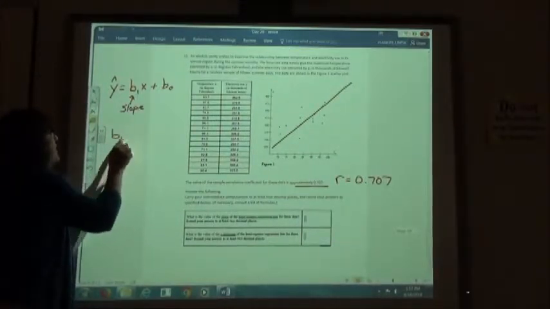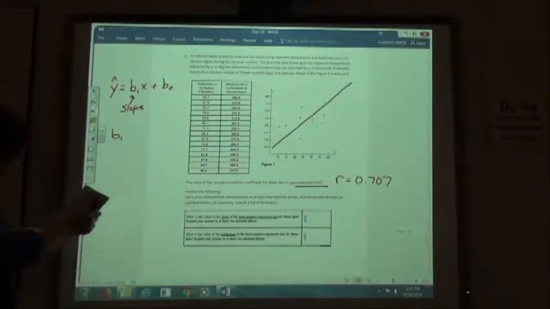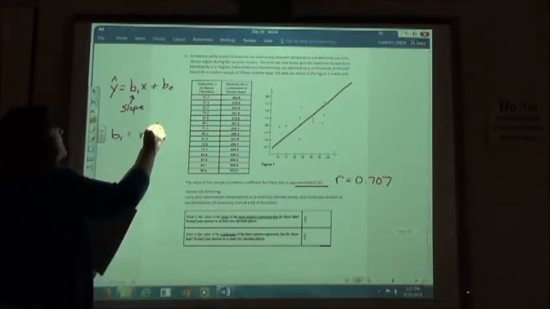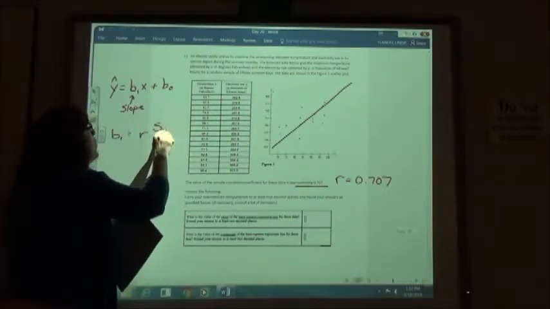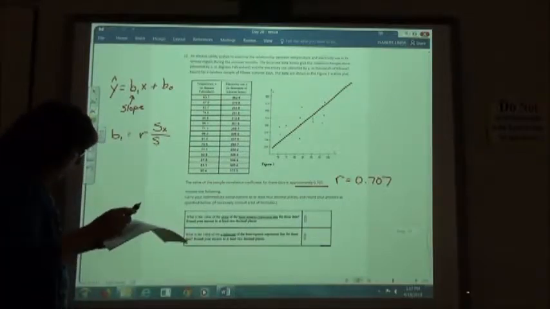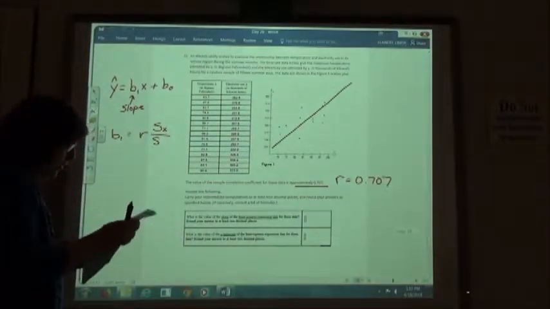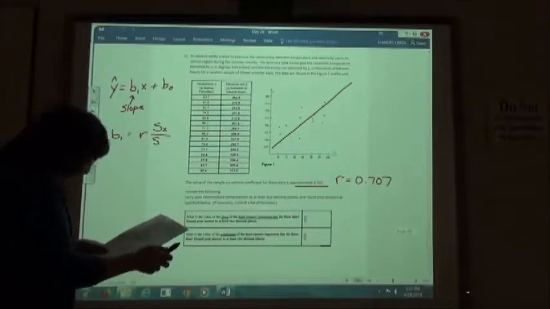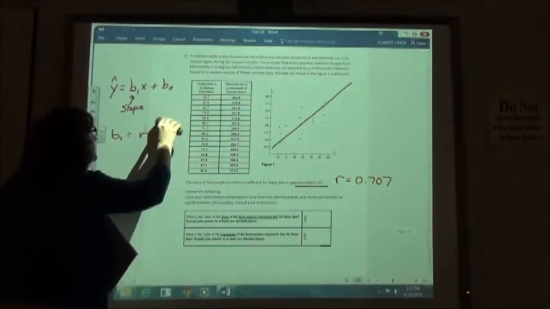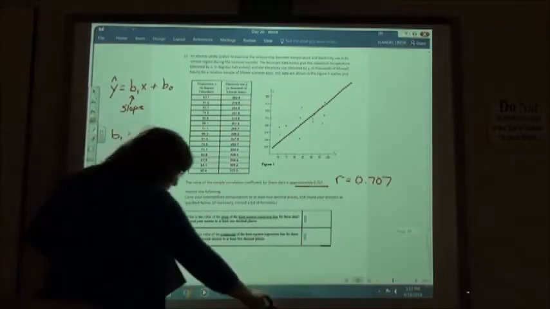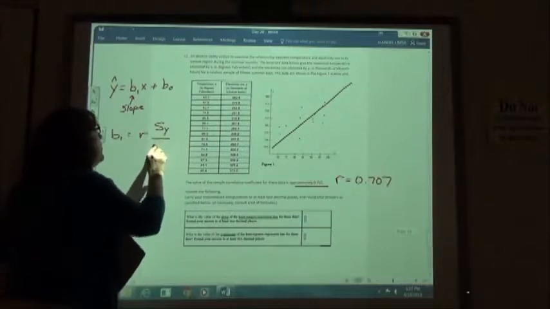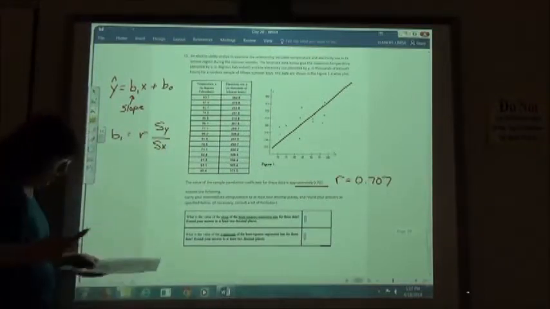So the formula to find that value for b sub 1 is to do r times the standard deviation of your x column over the standard deviation. Oops, I better do that the right way. Standard deviation of your y column is on top, over your standard deviation of your x column.